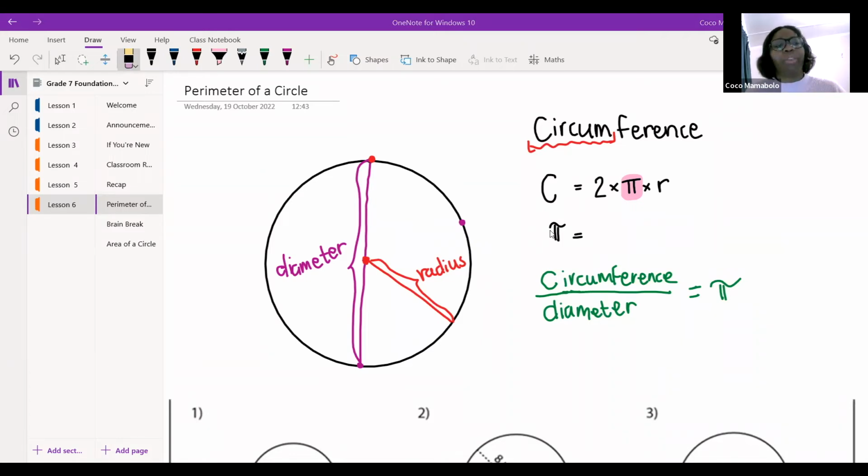Orlando says 3.14, and I agree with him. Okay, it's a shortened version of the number, but 3.14. Thank you, Cameron, Masichaba, Keisha, Nokwezi, and Bokang. Excellent. It's equal to 3.14.